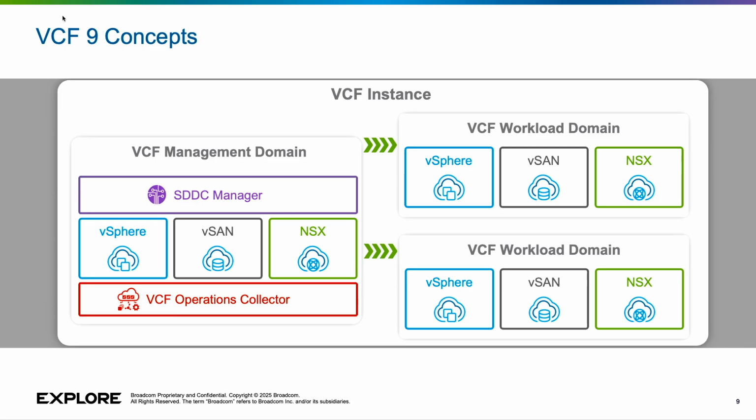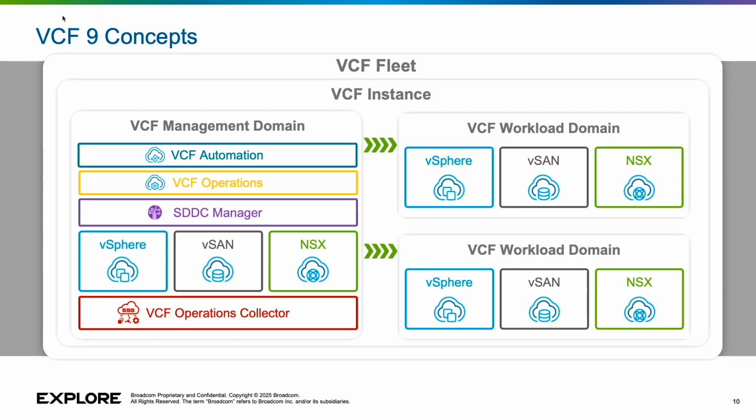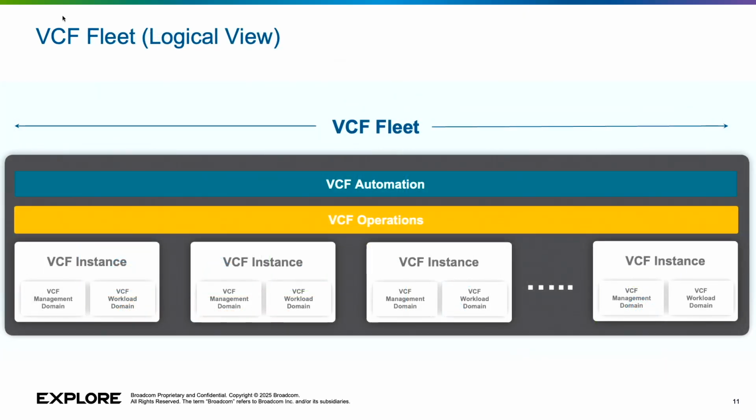There's another layer that comes on top of this in VCF 9, which is known as the VCF fleet. There's two key components that get added to what you're already familiar with. It's the manage and operate with VCF operations and the new consumption layer with VCF automation. So think of these two layers as the collective plane from which you'll manage one or more VCF instances under the covers. So we spoke about instance, went into fleet, and this is what the logical view of a fleet looks like. You have the manage operate layer, the consumption layer, and the infrastructure under the covers.